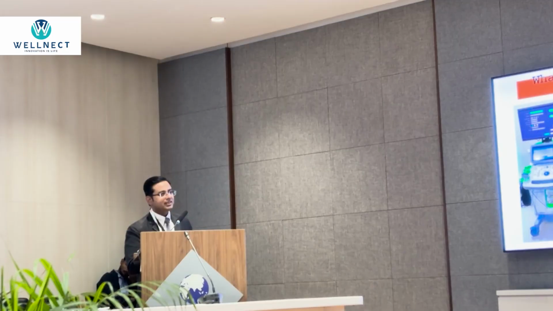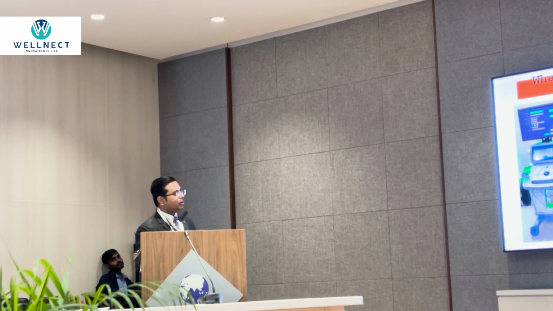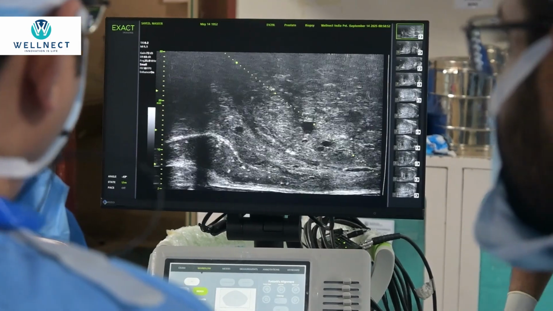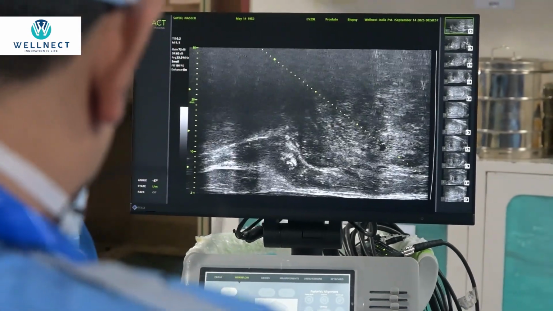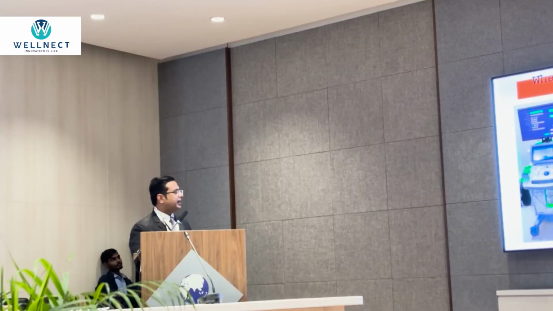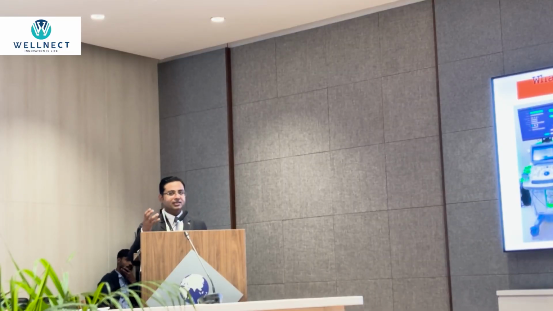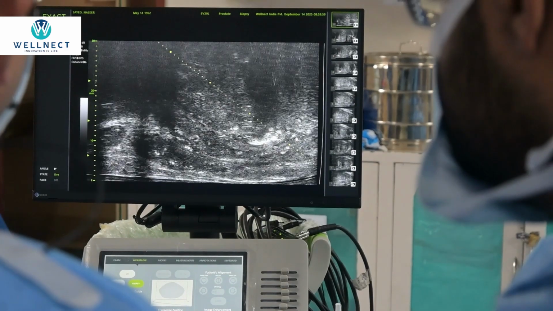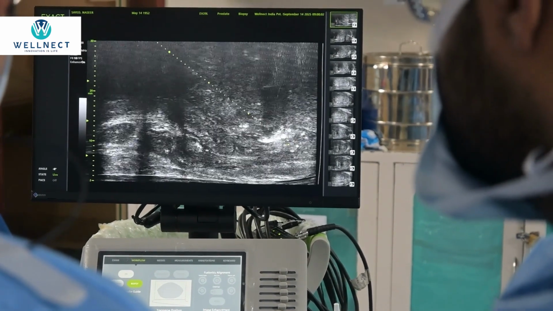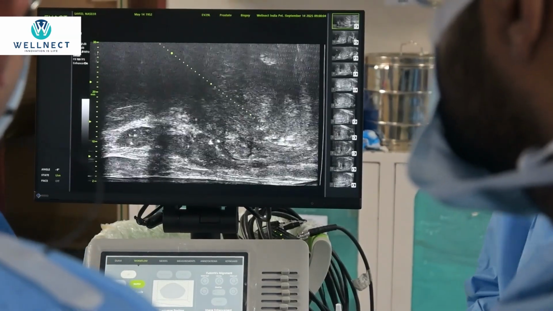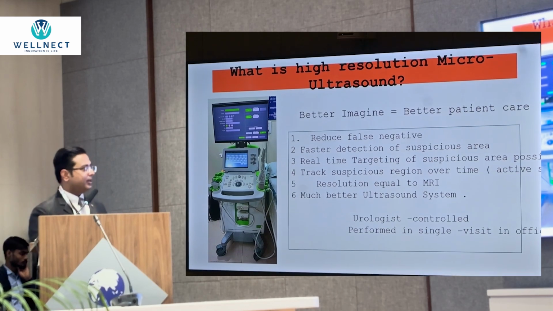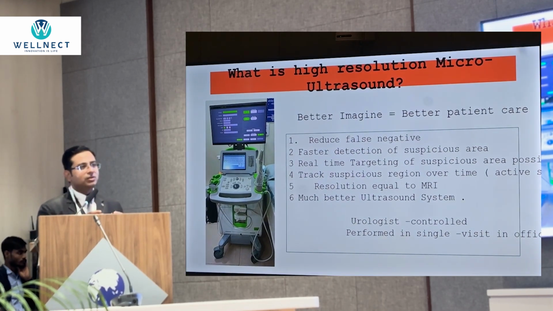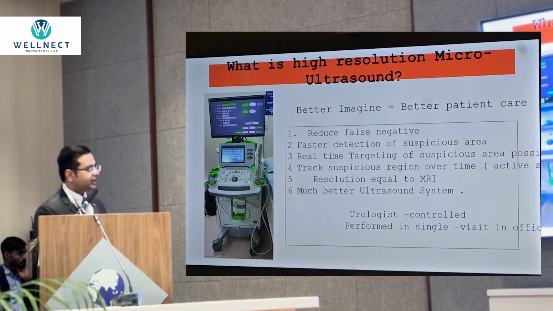We just have this device. About micro ultrasound itself, in cancer prostate, better imaging is better patient care. So the objective throughout has been to reduce false negatives, detect suspicious areas better and faster, in real time, to be able to track them over a period of time, if you were to monitor the disease in active surveillance, and to find a resolution equal to the gold standard, which is MRI at present.